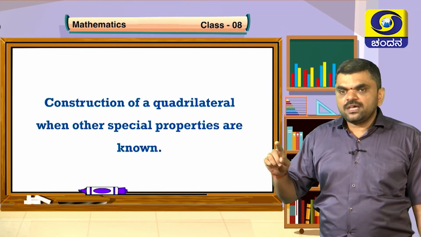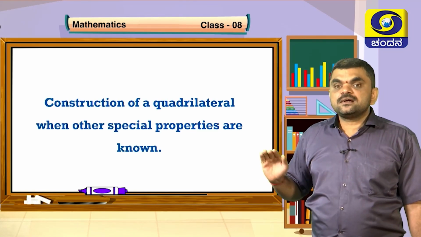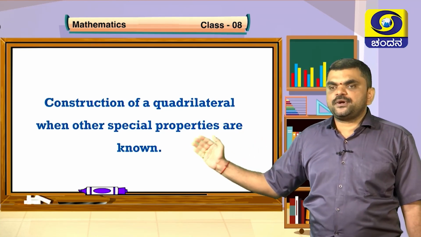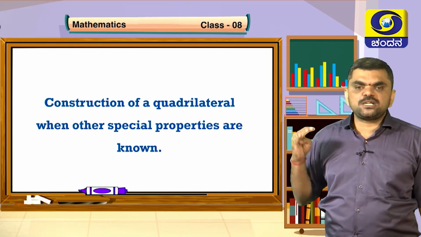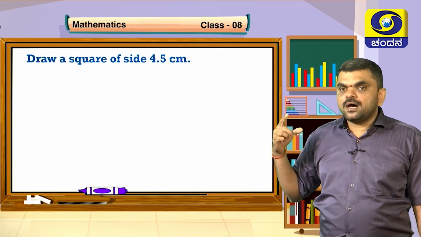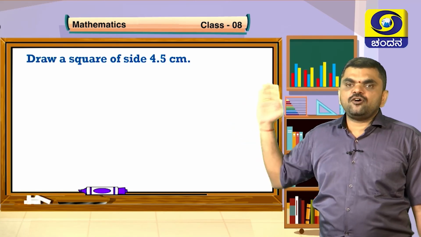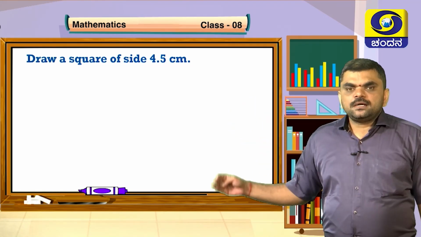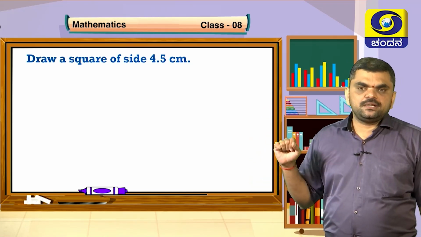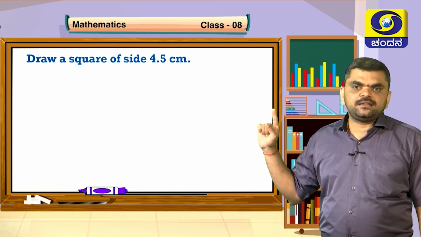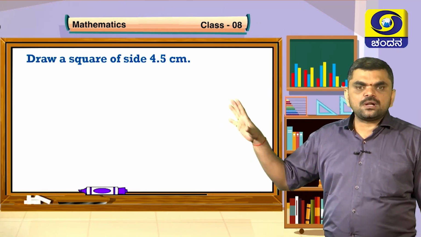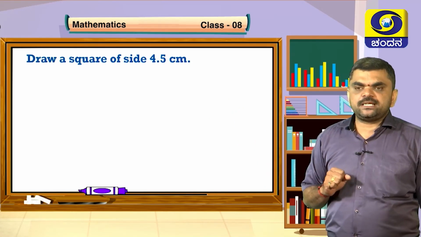Now they have given one more. What is that? Construction of a quadrilateral when other special properties are known. What are the other special properties? Just observe this, children. Draw a square of side 4.5 centimeter. Observe here, children. They have given only the length of one side, and they told us to draw a square of 4.5 centimeter.